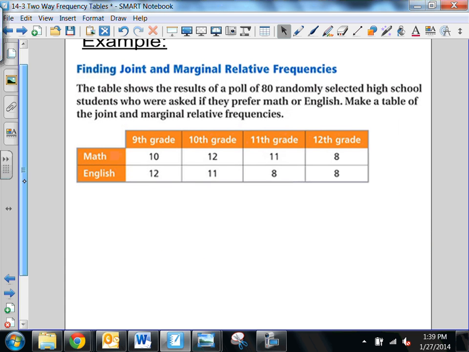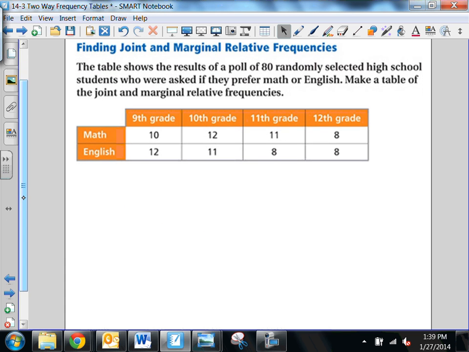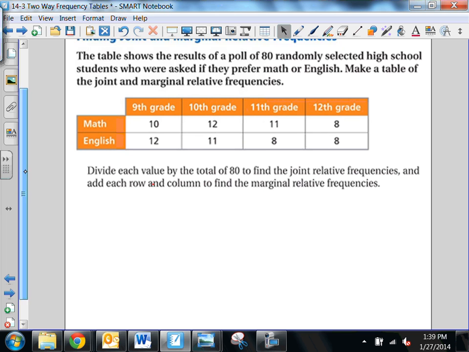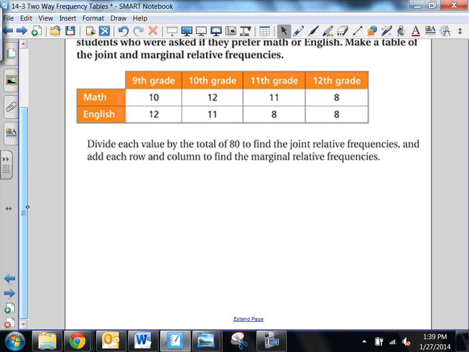So first off, let's do an example. Let's do 2 examples. Finding joint and marginal relative frequencies, okay? And let's talk about what are the tables and the results of this. 80 randomly selected high school students were asked if they prefer math or English. Make a table of the joint and marginal relative frequencies. So the first thing we want to do here is divide each column value by the total of 80 to find the joint frequencies. So we're going to literally take 10 and divide it by 80, okay?